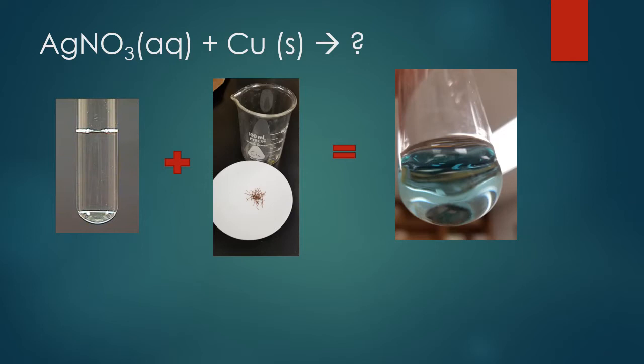So the first reaction, we have silver 1 nitrate, and this AQ is indicating it's aqueous, which means it is dissolved in water. So you'll notice in the test tube here, this is where the silver 1 nitrate is. It is a clear, colorless solution. Then we're going to add solid copper to it. And you can see these small copper wires on the white plate. So those were added into the test tube with the silver 1 nitrate.